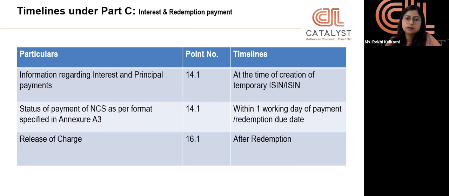Once the payment is done, final redemption happens, then release of charge, like we have seen in the circular. First part is redemption, then we have the satisfaction of charge, and once the charge has been satisfied, it is considered as a release of charge from the system. So after the redemption of the issuance, for release of charge or for initiating the release of charge process, issuers are required to update information in the system, like no due certificates from debenture holders, extinguishment letter, etc.